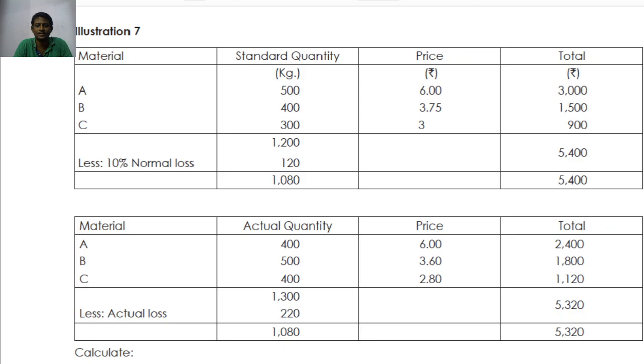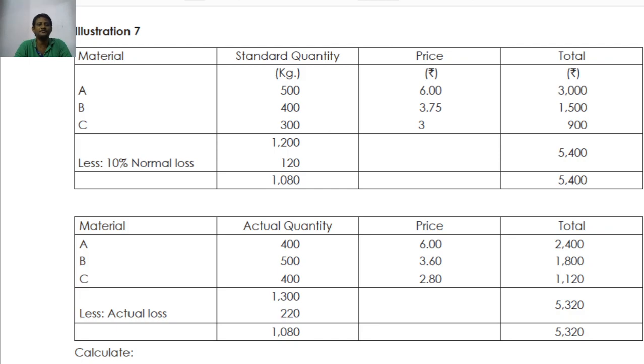Similarly for actual quantity, they have given A, B, C, 400, 500, 400, and the total quantity is almost 1300, and the loss is almost 220. What is the output? 1080. Always you should check the actual output versus standard output. Both should match. So in this problem, what is the actual output after adjusting the loss? 1080. What is the standard output? 1080. For standard also it is 1080, and for actual also it is 1080 only.